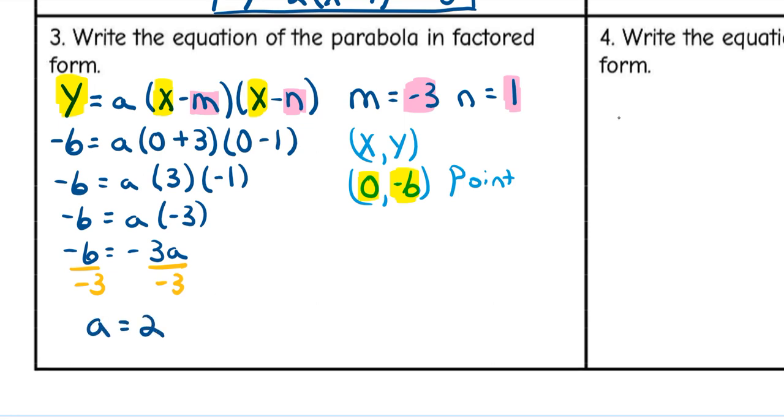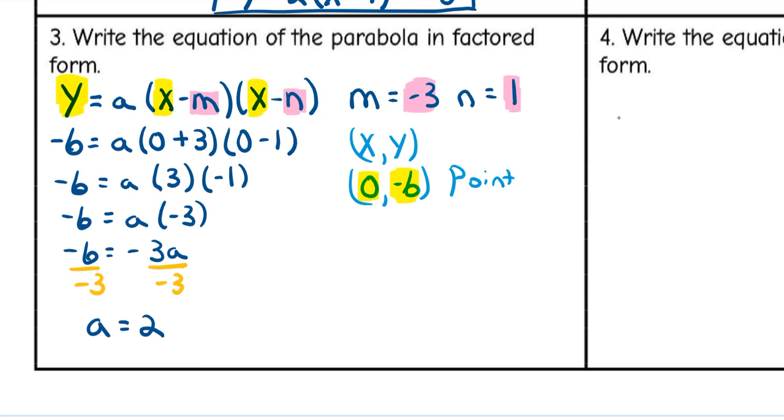of +2. Now again, I wouldn't expect you to do this if we already knew the a term, but you can see how we are solving for it by plugging in both a point on the parabola as well as the x-intercepts that are the m and the n.